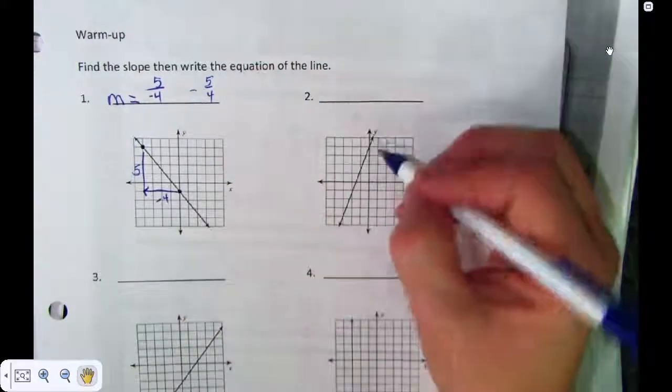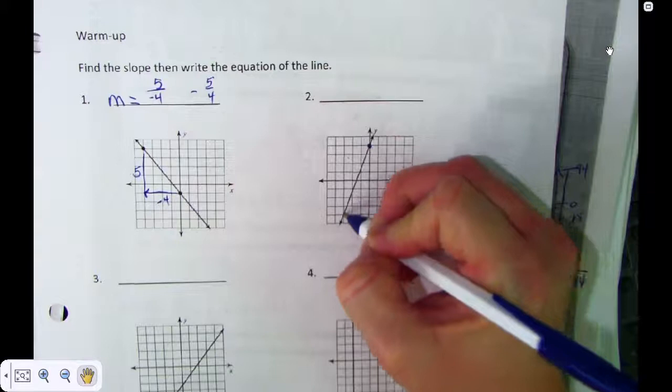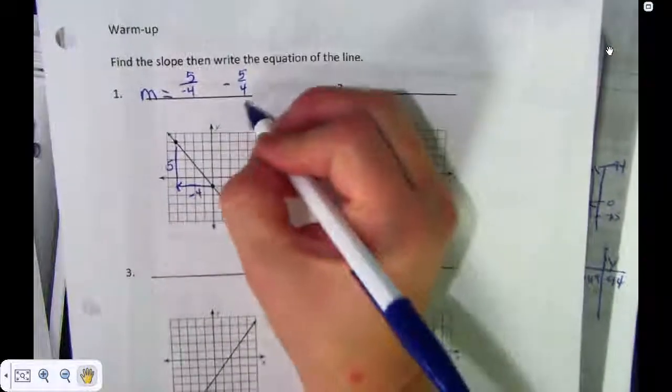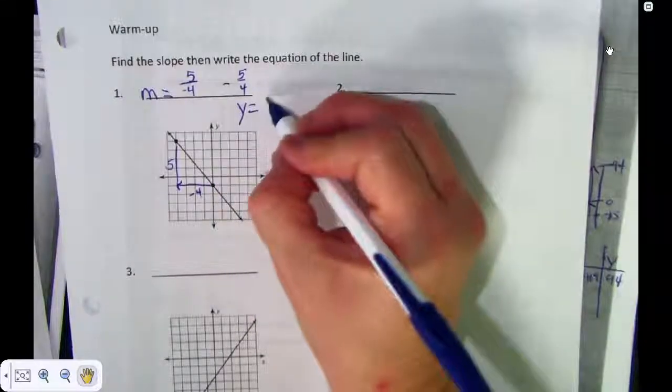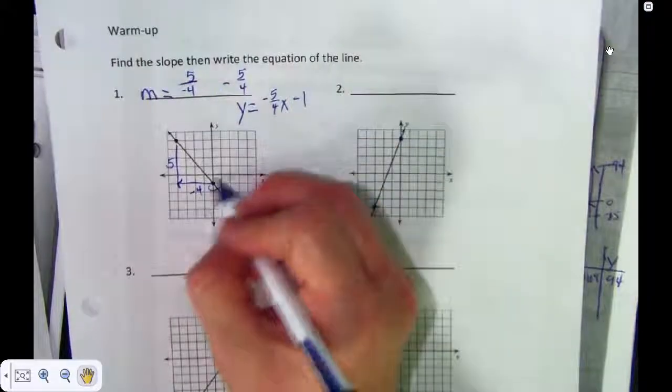Okay, number 2. I'm going to pick that point and that point. And this is right the equation. I'm sorry. So y equals -5/4 minus 1.